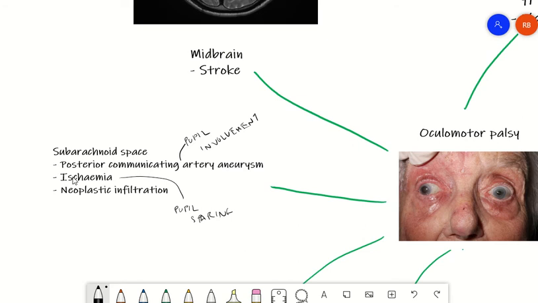If there's ischemia of the somatic fiber nerves, just ischemia, not compression, but ischemia of the nerve, then that is likely going to be pupil sparing. So pupil sparing, let me just write that more clearly. So that is pupil sparing. And it could be neoplastic infiltration.